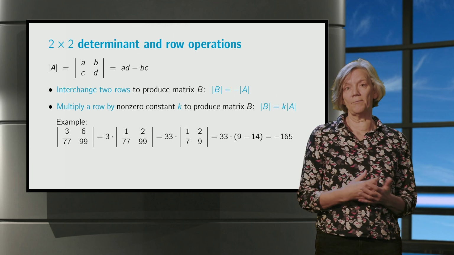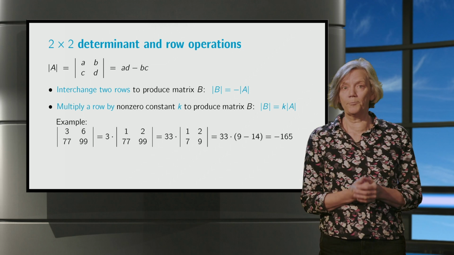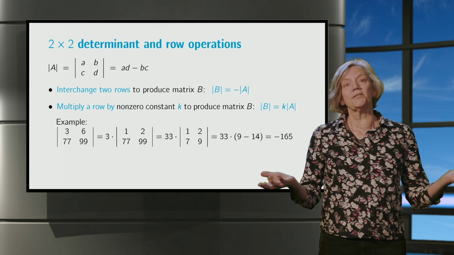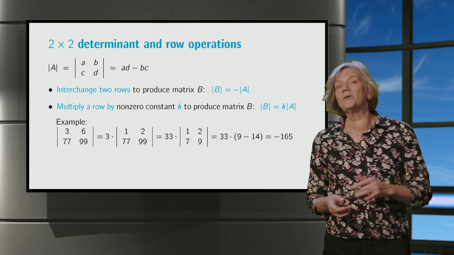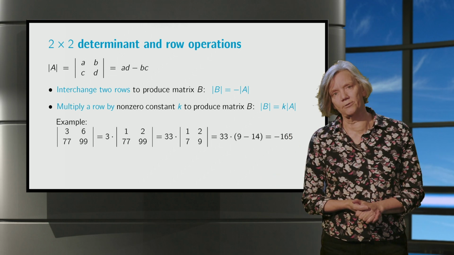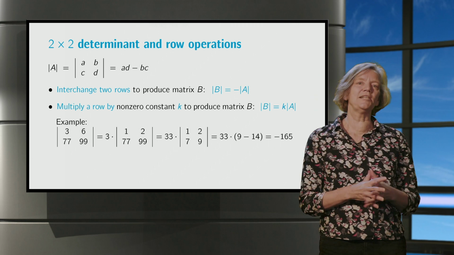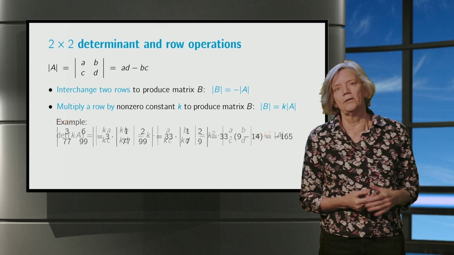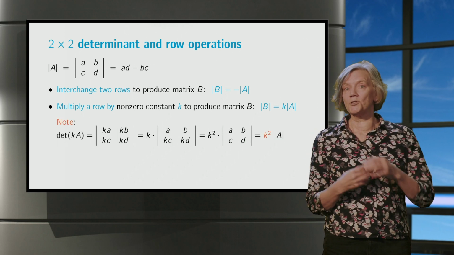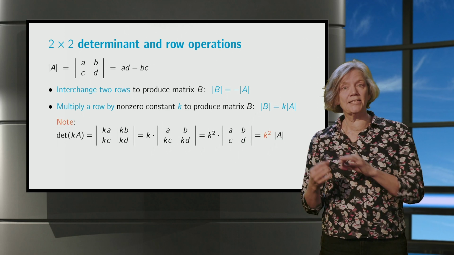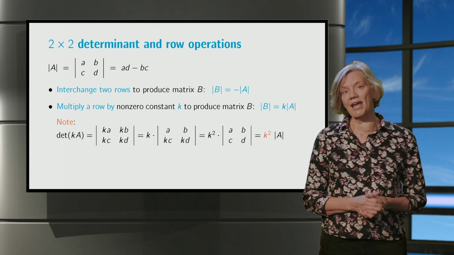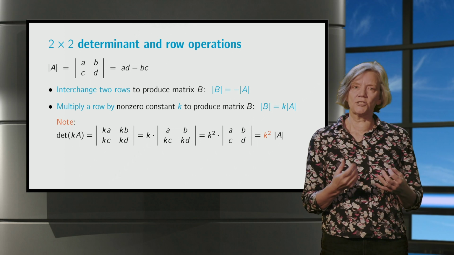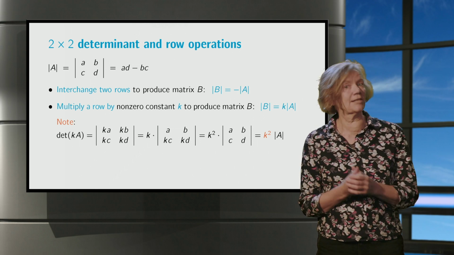If a row has a common factor, you can pull that common factor out of the determinant, and a 3 is pulled out of the first row and an 11 out of the second row. The elements of the determinant are now smaller and easier to handle. A consequence of this property is also that the determinant of k times a 2 by 2 matrix A is k squared times the determinant of A, because A has two rows with common factors k.